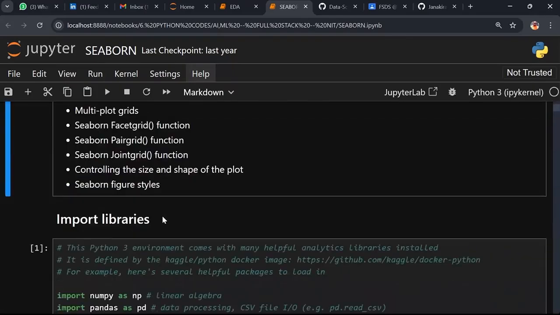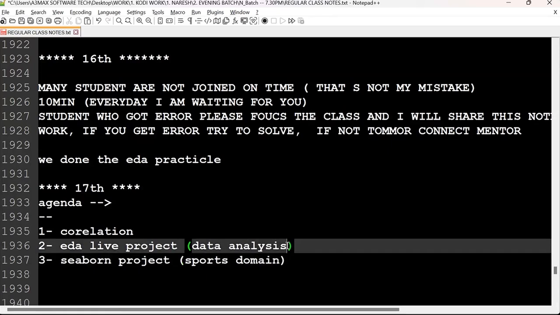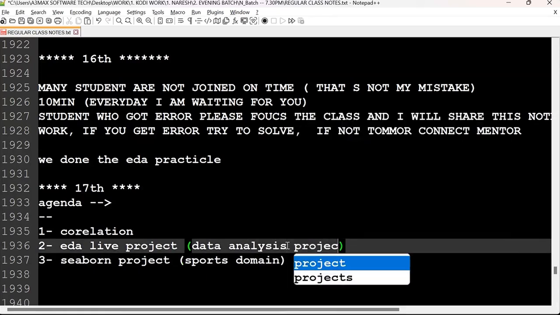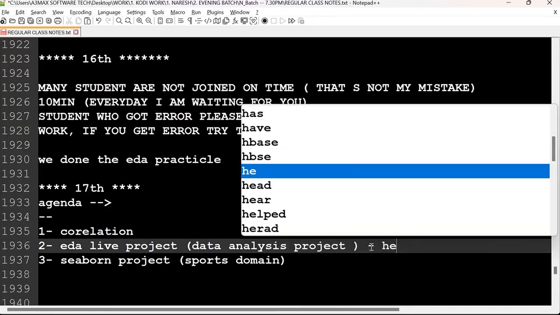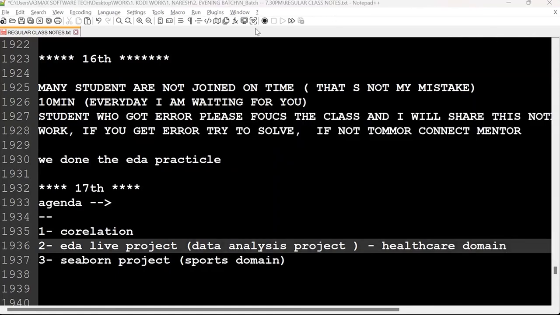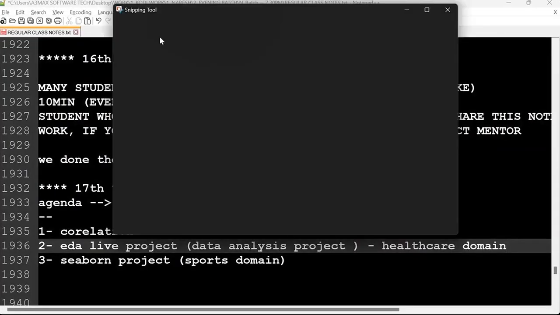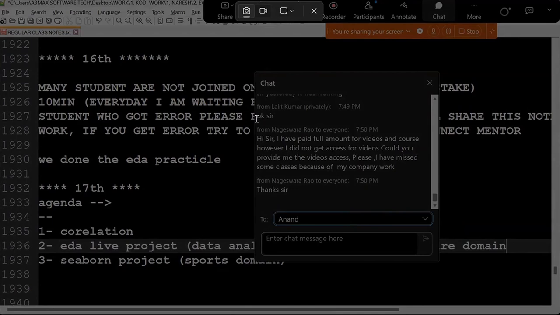If you go back to this now and facet grid, just one moment, FIFA. This is Seaborn for the sports domain. And this is again a data analysis project. And this is again for the healthcare domain. I have paid the full amount for videos, but for the course I did not get access to the video. Could you provide me the video? Nageshwar Rao, is it? I'm sorry, man. I will definitely post the message immediately now to Nagababu so that he can get a response immediately.